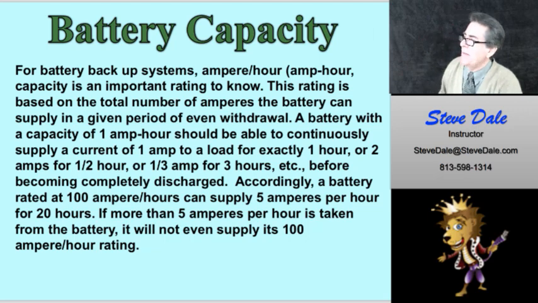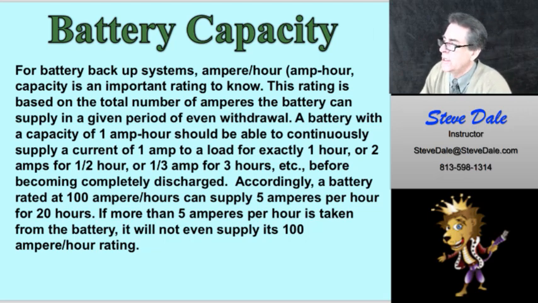But for backup systems, amp hour capacity is an important rating to know. The rating is based on the total number of amperes the battery can supply in a given period of even withdrawal. A battery with a capacity of 1 amp hour should be able to continuously supply a current of 1 amp to a load for exactly 1 hour, or 2 amps for half an hour, or a third of an amp for 3 hours, okay, before becoming completely discharged. Accordingly, a battery rated at 100 amp hours can supply 5 amperes per hour for 20 hours. If more than 5 amperes per hour is taken from the battery, it won't even supply its 100 amp hour rating.